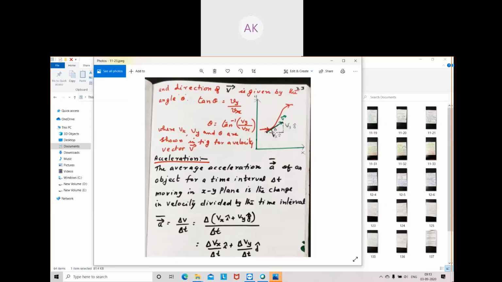Angle theta gives the direction of motion of the body. So we find tan theta. If you are asked to find the direction of velocity, what you have to find out? Tan theta. Tan theta is equal to the slope of that line, Vy by Vx. So tan theta gives the slope of that line, and that is the direction of velocity at that particular instant of time. So tan theta equals Vy by Vx, and theta equals tan inverse Vy by Vx.